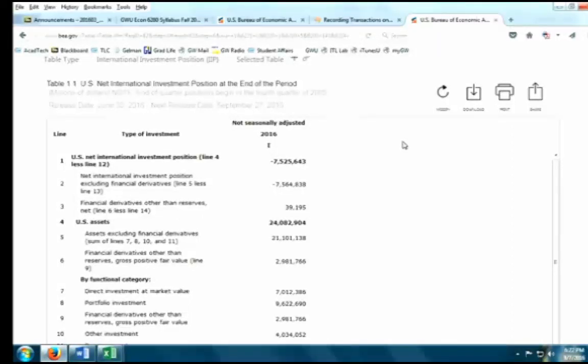The U.S. net international investment position at the end of the period, that is at the end of the first quarter 2016, is the latest data we have. This is a stock variable, so what matters is what we have at the end of a particular point in time.